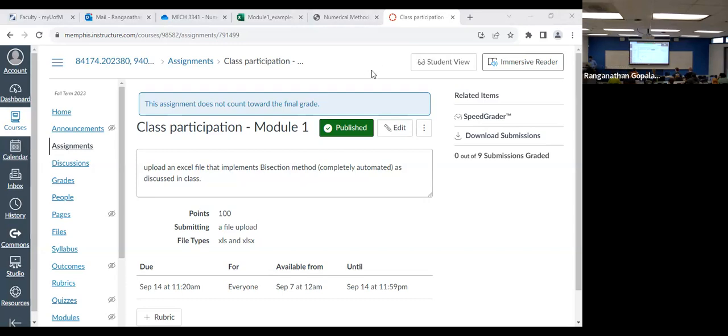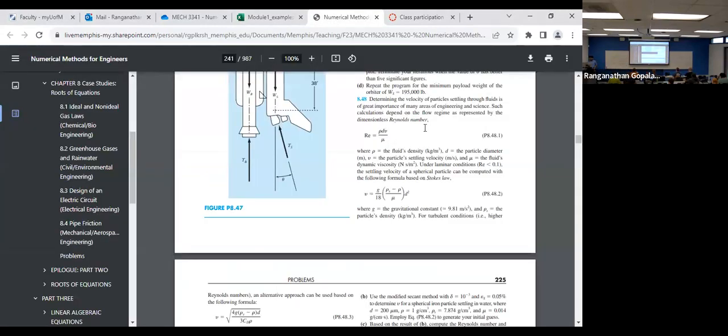So coming back to the homework. This is problem 8.48. That is the assigned homework problem. You are asked to solve this problem using all the numerical methods we studied in this first module. So it has come to my attention that many of you are having difficulty in setting up the equation that needs to be solved. So I'm just going to give you some hints to get started to set up the equation that you need to solve. And beyond that, you will have to do the work of actually solving it.